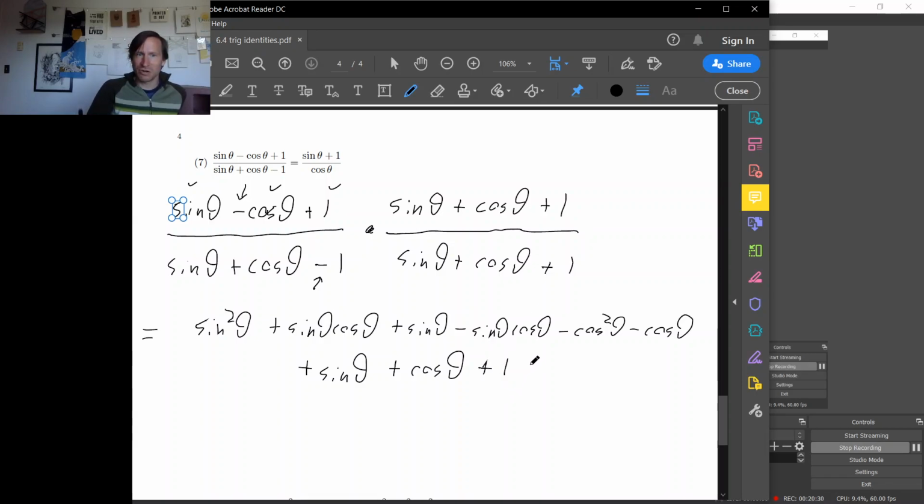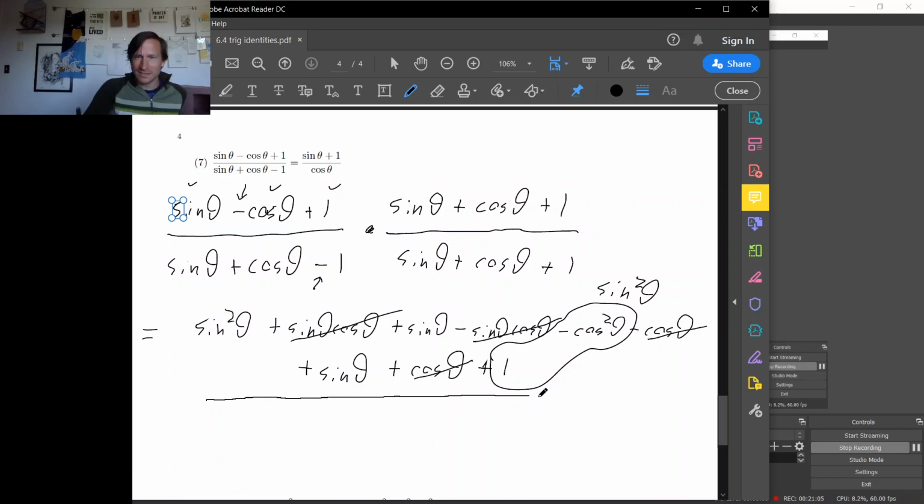Okay, now before we go any further, I'm going to simplify some things. This sine theta cosine theta cancels that. And then here we have a plus cosine theta and a minus cosine theta, so those all cancel. And actually, here we have a 1 minus cosine squared. That's sine squared theta by a Pythagorean identity. So we're going to be able to combine these two.